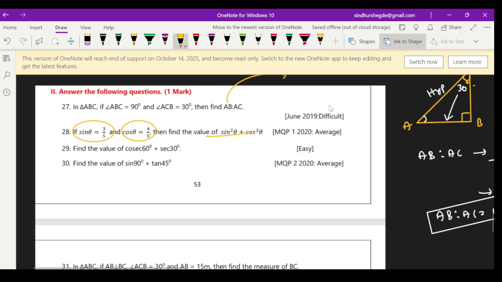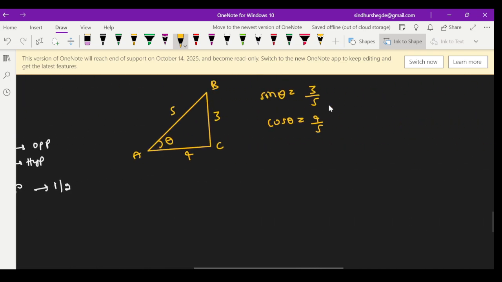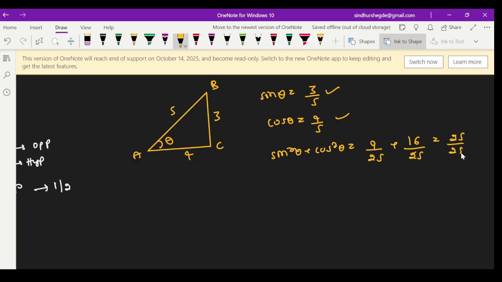What is the task? Find the value of sin square theta plus cos square theta. So this data is given. Without the figure also we can solve it. Simply sin square theta plus cos square theta. Sin theta is 3 by 5, so its square becomes 9 by 25, that is 3 square by 5 square, and cos theta is 4 by 5, so 4 square by 5 square, that is 16 by 25. 9 plus 16 is 25, 25 is the LCM, 25 by 25 is 1.